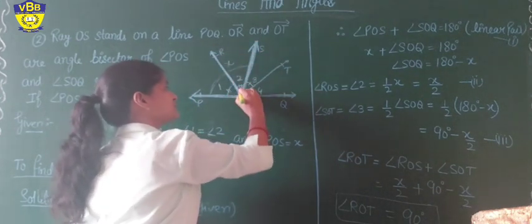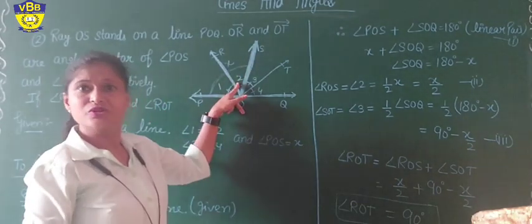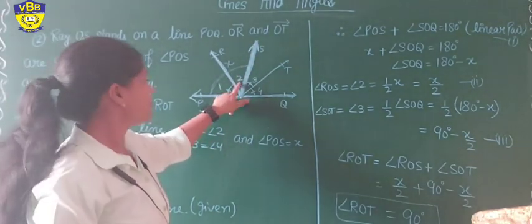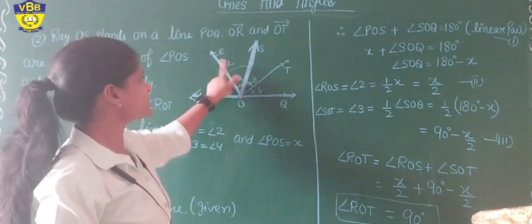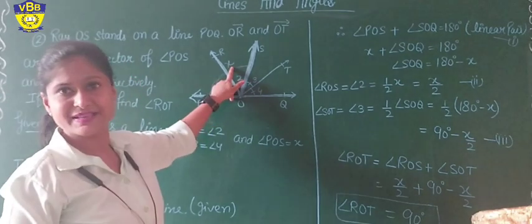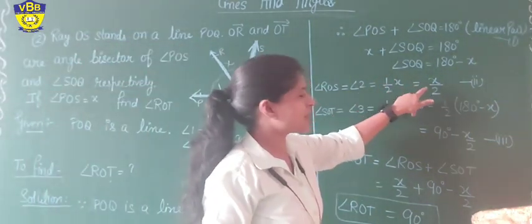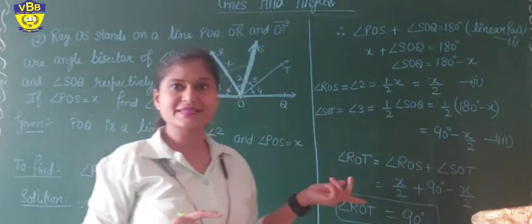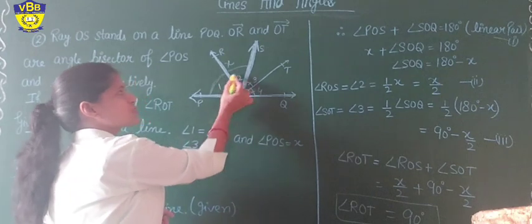ROS. This part is angle 2, shown here. Angle 2 is equal to half of this, and both are equal, and together this makes X. So what will the angle value be? Angle 2 will be X by 2. Total is X, and these two parts are equal.